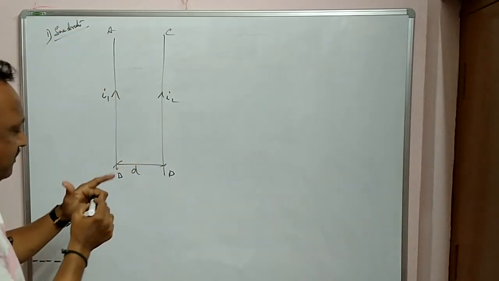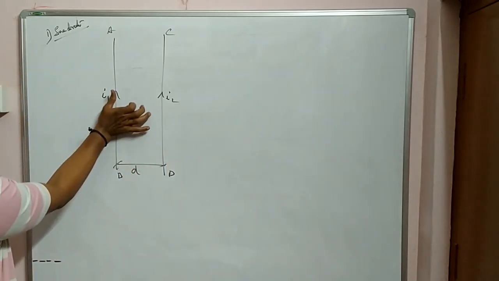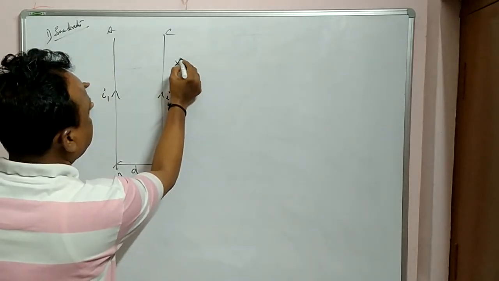Now here if you apply your right hand grip rule, see, when you apply it here, what happened? The magnetic field due to this one will be here, into the board.